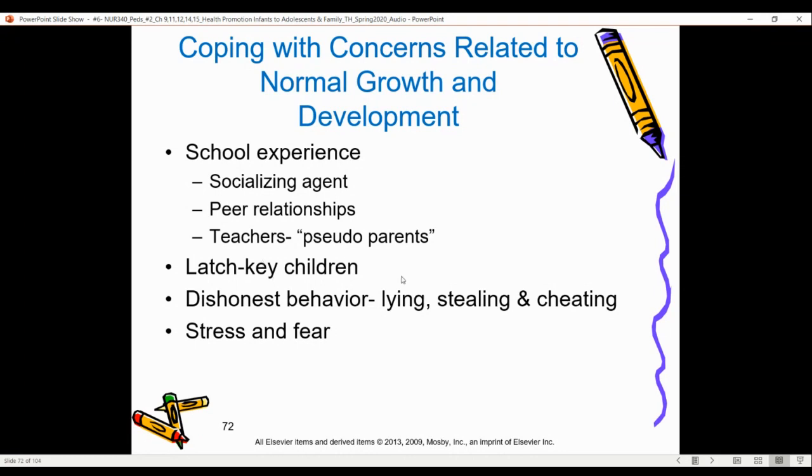Okay, dishonest behavior: lying, stealing, cheating. This is a normal thing that kids do at this age. That's how they're learning those rules of right and wrong. If you've ever played a board game with a kid that's like 7, they will steal and cheat. They have to have those behaviors. That's how they learn right and wrong. Even though it's expected, we still need to give them guidance about what is right and wrong.